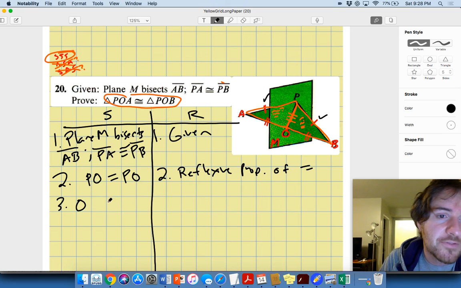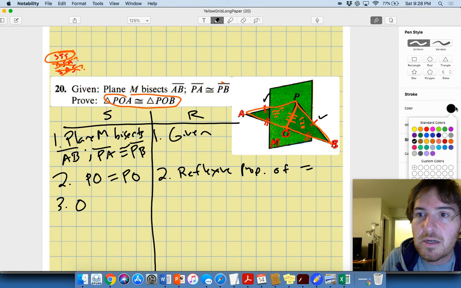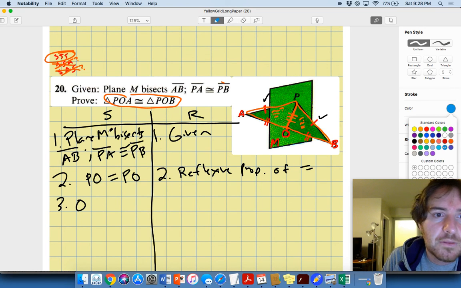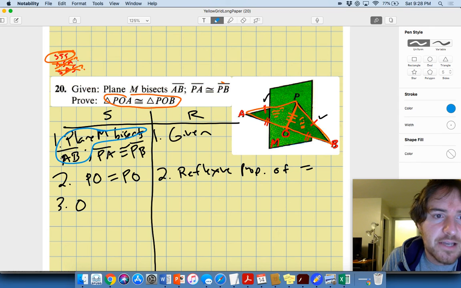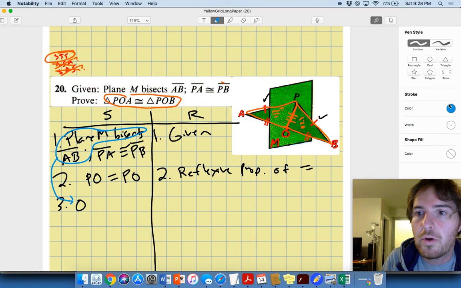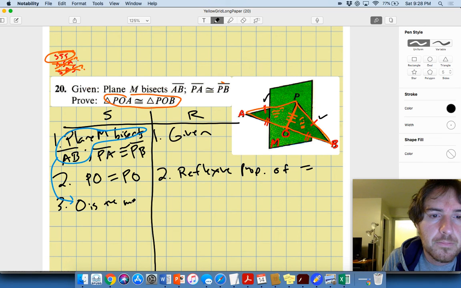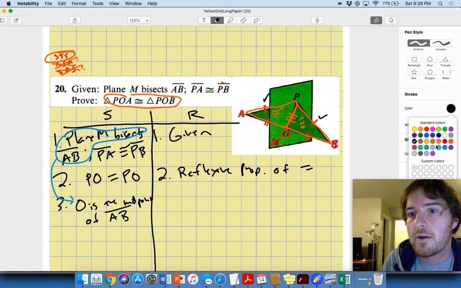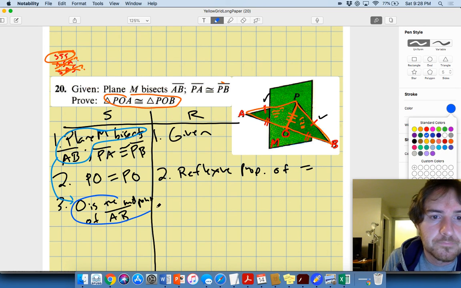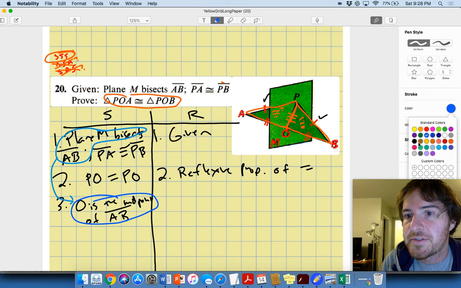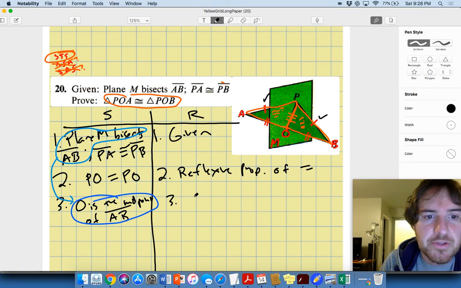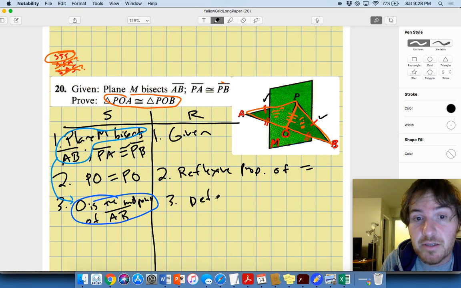Okay, so that is enough to establish this information right here. Plane M bisects segment AB is enough to establish that O is the midpoint of segment AB. And I'll go ahead and circle that guy right there. Boom. All right, folks, let's keep doing this, jamming this here. That is a definition of segment bisector.